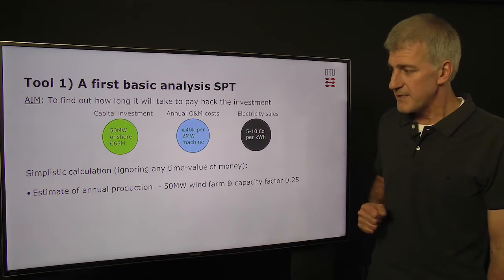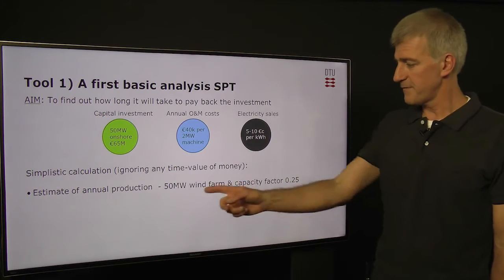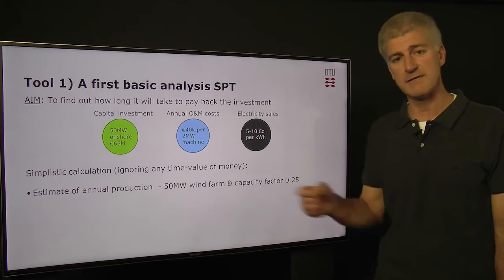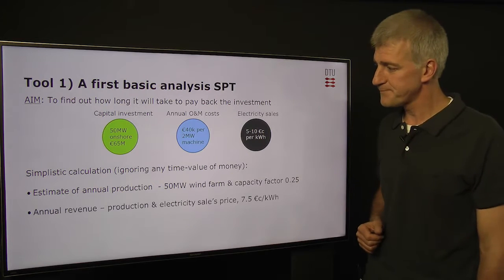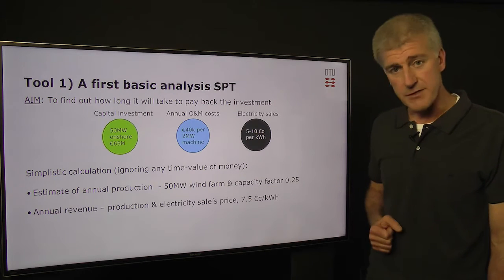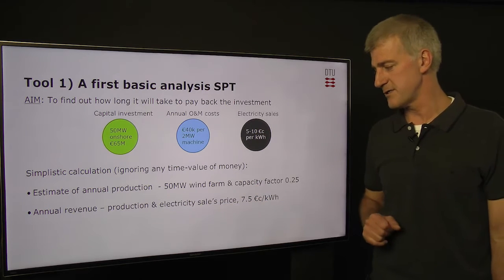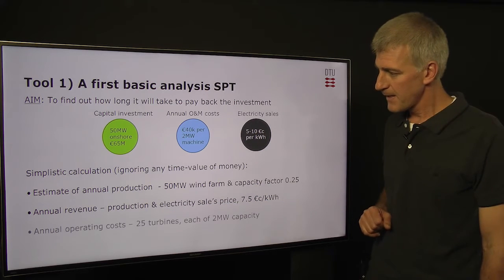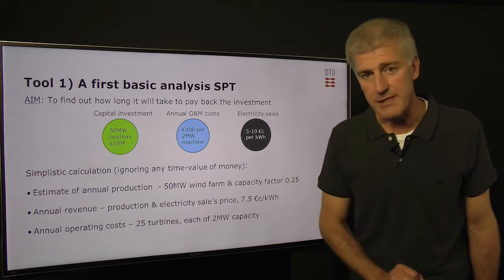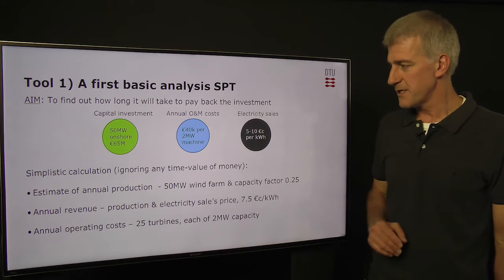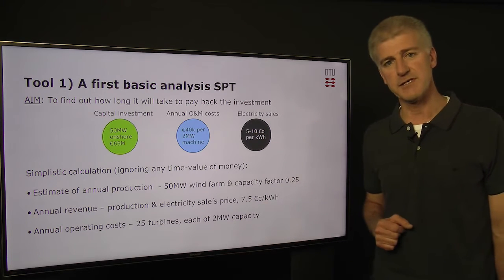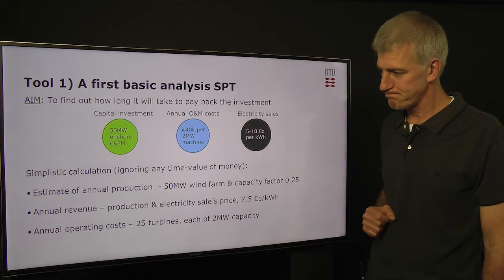So we need to estimate the annual production, and for a 50 megawatt wind farm and the capacity factor, we can get to that. We need the annual revenue, and this is the production multiplied by the electricity sale price. And we also need the annual operating costs, and we know the number of turbines and how much it's going to cost for each turbine, so we can find that.